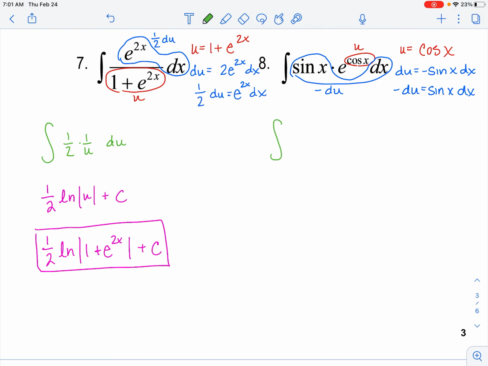And then our integral is negative du e to the u. Integral of e to the u is e to the u, so negative e to the u plus c. Put our x back in, so negative e to the cosine x plus c.